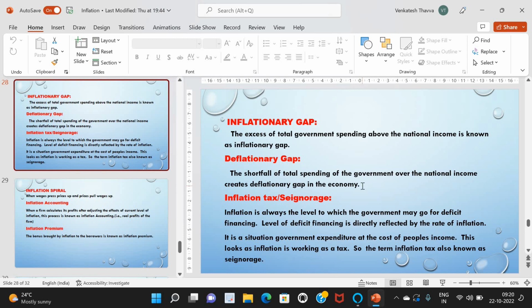Next, coming to inflation tax or seigniorage. Inflation erodes the value of money and the people who hold currency suffer in this process. Deficit financing acts like an income to the government. This is a situation of sustaining government expenditure at the cost of people's income. Seigniorage occurs when government prints money. It refers to the difference between the value of money and the cost of producing it. However, this printing of money can cause inflation. Inflation is like a tax on people who hold money.